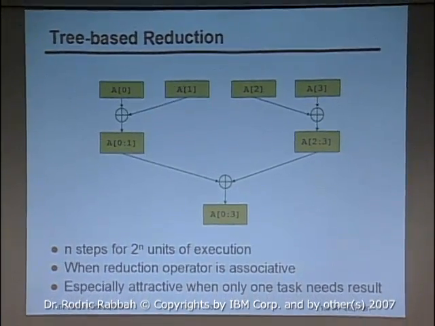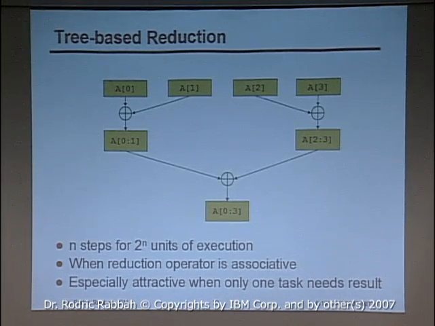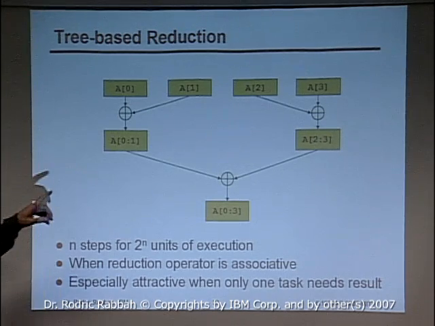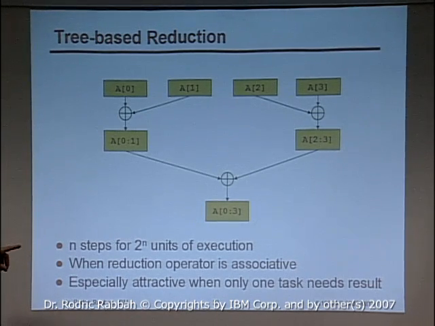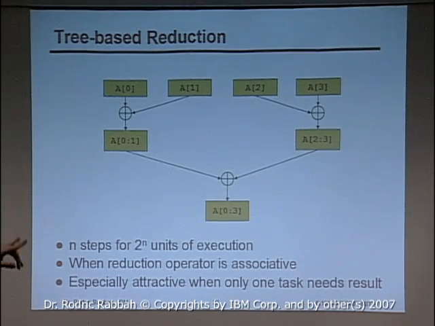One of the tricks you can apply for actually getting performance out of your reduction is to go to a tree-based reduction model. This might be very obvious. Rather than doing A0 and A1 and then adding A2 to that result, I can do A0 and A1 together, and in parallel, I can do A2 and A3. Then I can get those results and add them together. So rather than doing n steps, I can do log n steps.